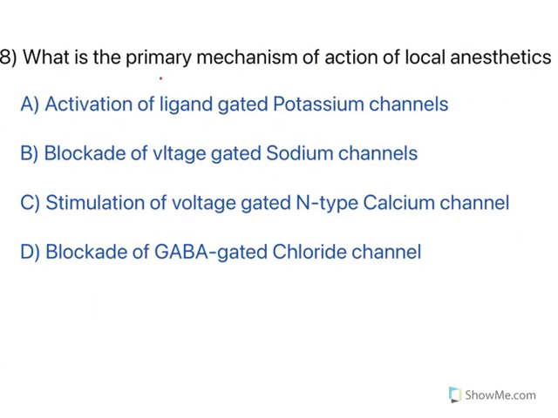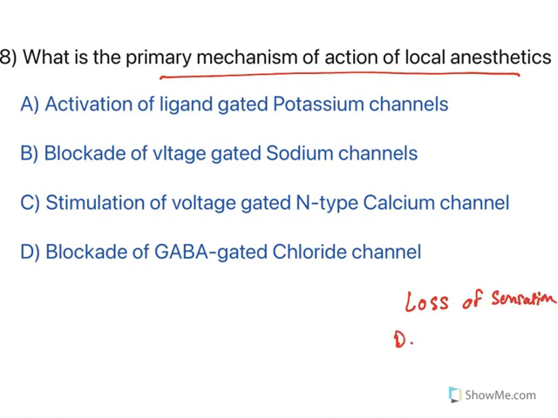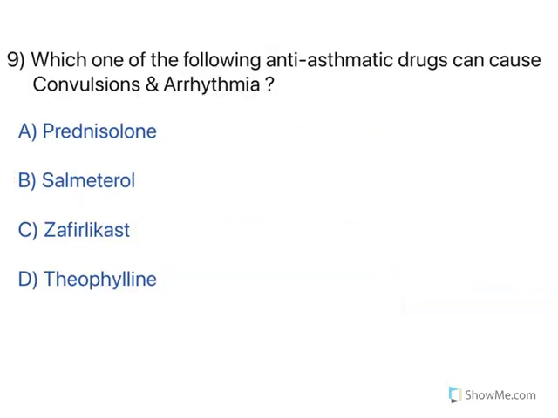Now, what is the primary mechanism of action of local anesthetics? Local anesthetics will cause loss of sensation. Loss of sensation is because of loss of depolarization. Neurons have a property called depolarization, and depolarization is what creates sensation. Depolarization is because of opening of sodium channels. So, local anesthetics will be blocking voltage-gated sodium channels. So, this is the answer. Moving to the next one.